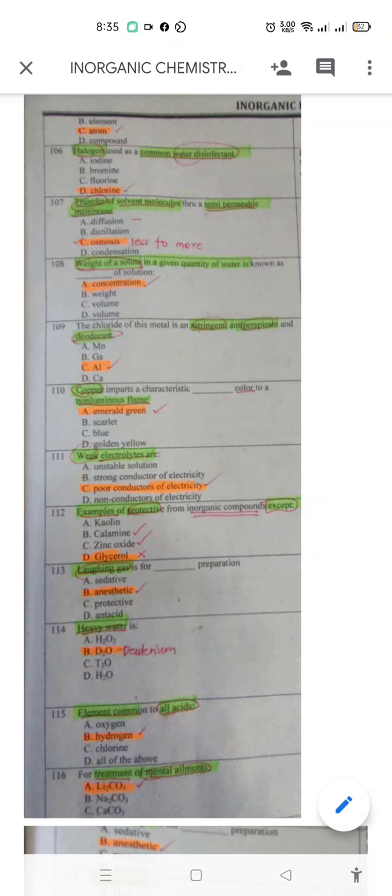Kapag ang question naman is element common to all bases, that is your OH or your hydroxides, such as examples, calcium hydroxide, magnesium hydroxide.